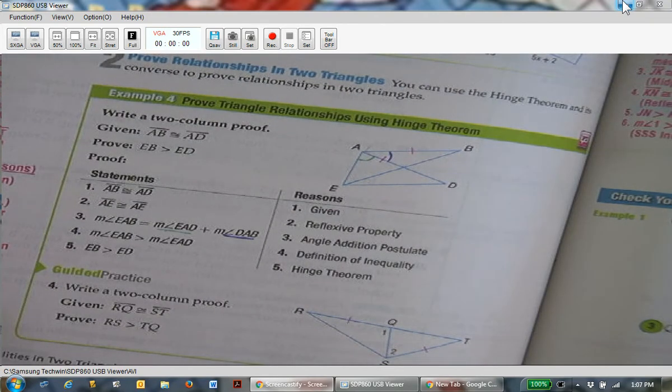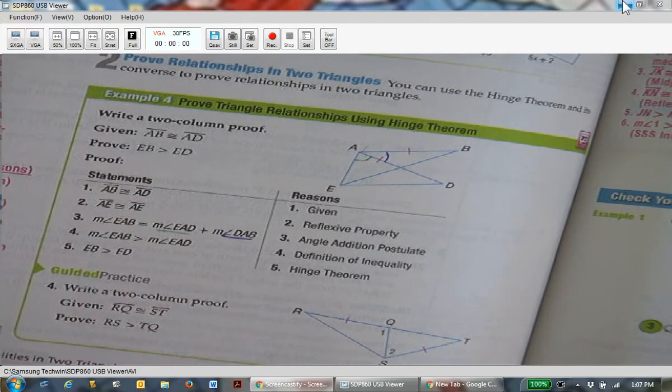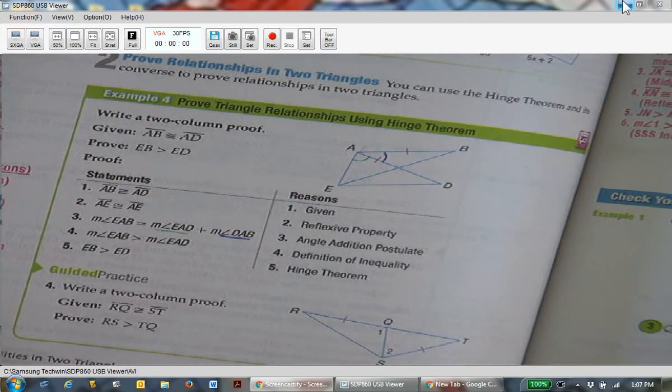This is going to be a modification to your cover sheet. Any problems with proofs in this section, please do not do them. Even if they're assigned to you, please do not do them, okay?